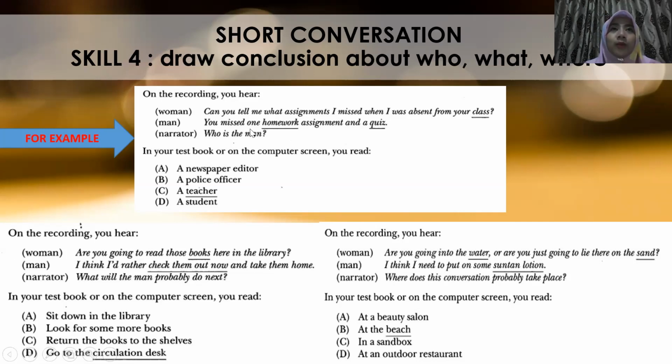Dan orang kedua itu berarti siapanya? Pasti gurunya gitu ya. So, kalau pertanyaannya who is the man? So, the right answer is a teacher. Pastinya seorang gurunya gitu ya.